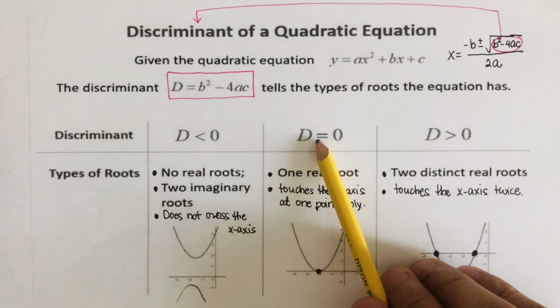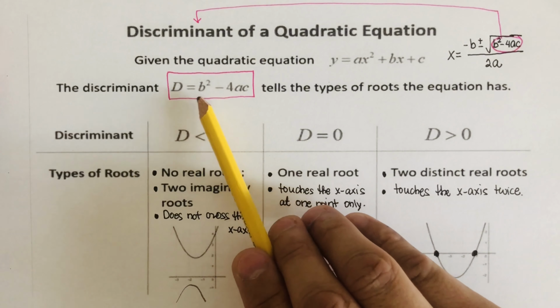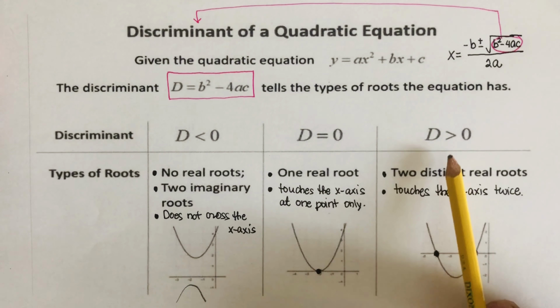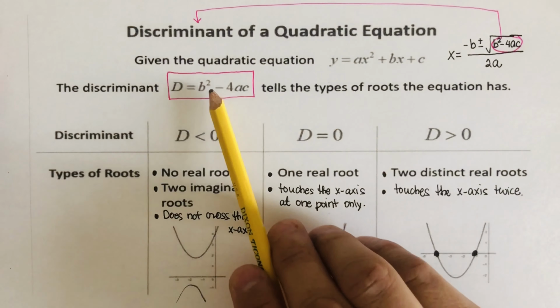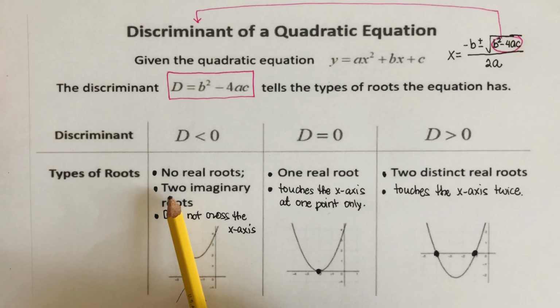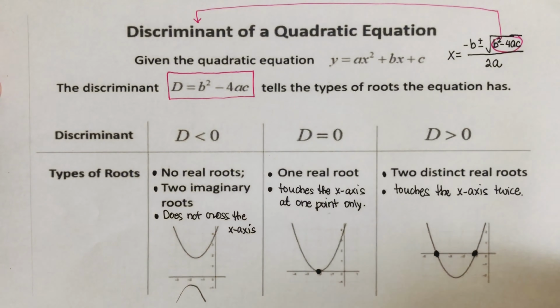When we solve the discriminant using this formula over here and come up with a discriminant of 0, that means it touches the x-axis one time only. If the discriminant is greater than 0, it means that there are two roots here, and the graph touches the x-axis twice. In the first case, it doesn't touch the x-axis, but we call those roots the imaginary roots.